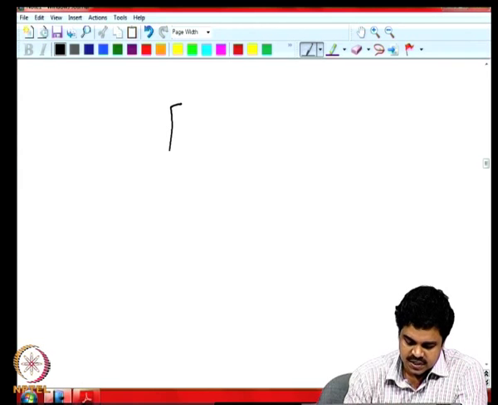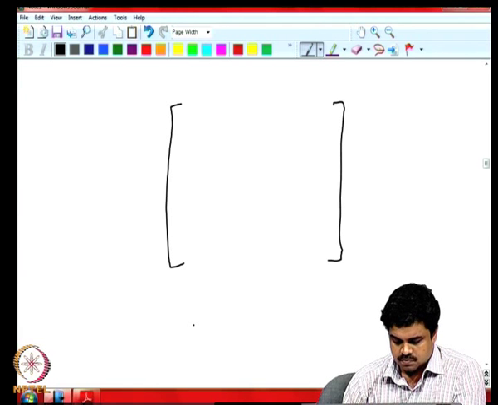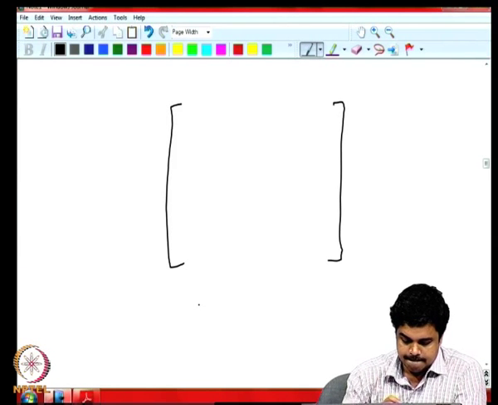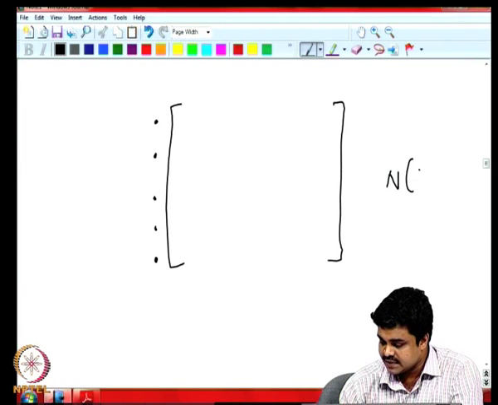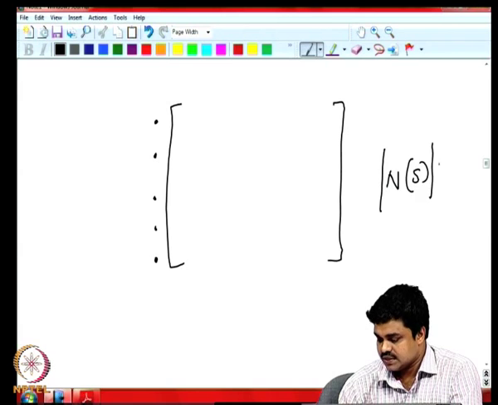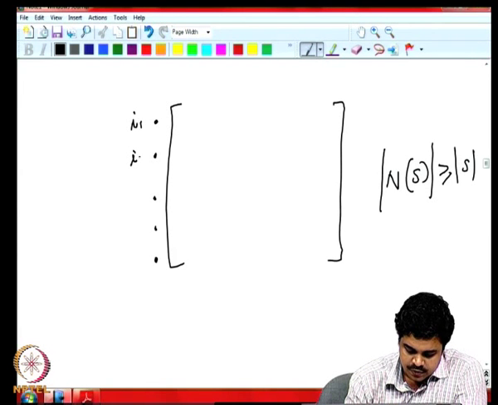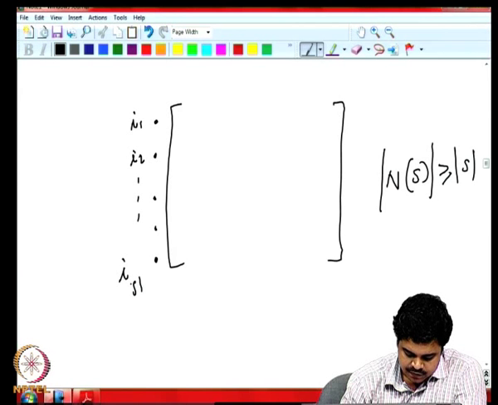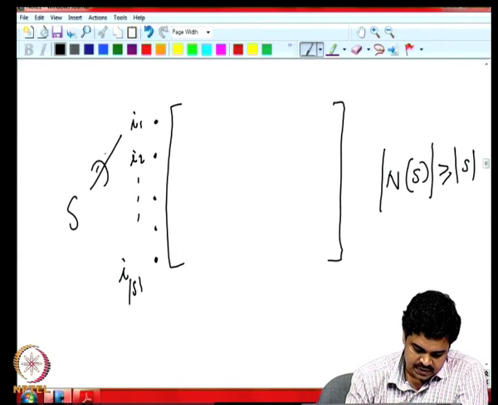Now, again coming back to Hall's condition. How do I say that the number of neighbors for any subset S on the A side, N of S, has to be greater than or equal to the cardinality of S for a k-regular graph? From the previous matrix, we can collect those vertices i1, i2, up to i cardinality of S. These are the vertices in S, so each of them belongs to S.